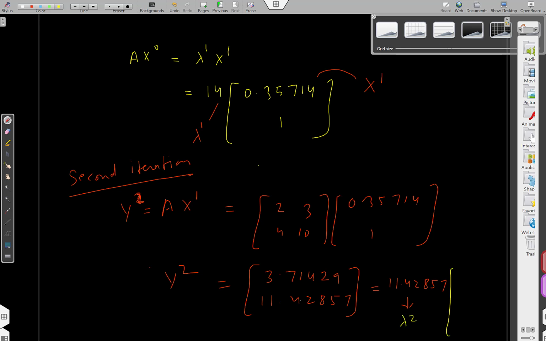And the vector, we are taking the maximum value common. So what we get in the bracket is 0.325 and 1. This is the maximum value, so we divide by this value. What we are getting here is your x2. So this is the next approximation. Okay, now the third iteration.